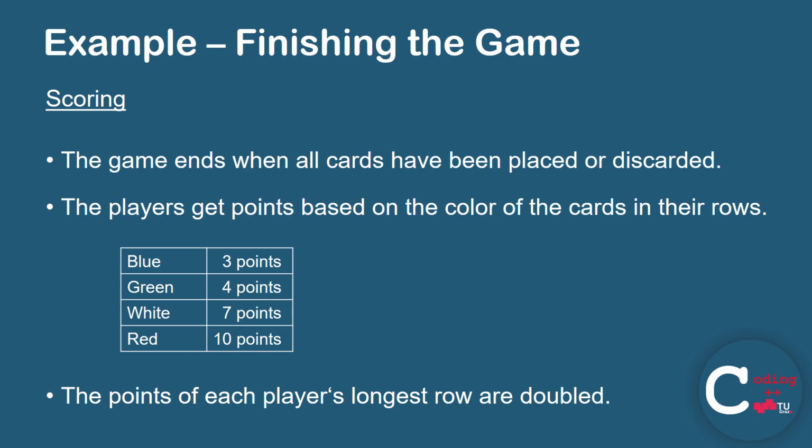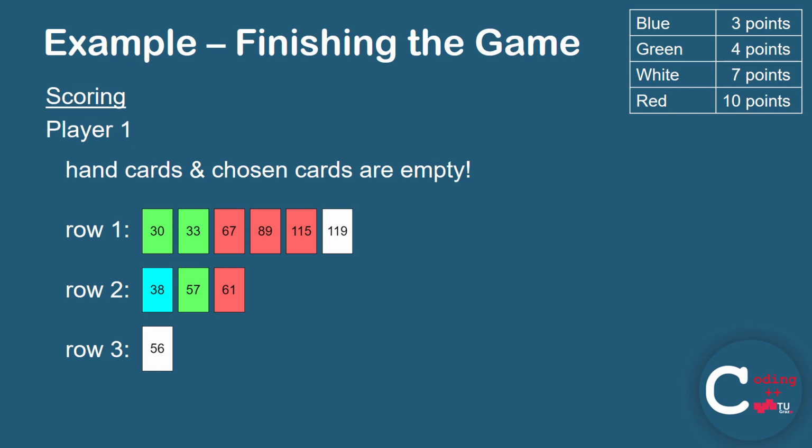Let me give you an example of that. Here you can see player 1's final setup. Player 1's hand cards and chosen cards are empty. This is also the case for player 2, because otherwise the game would not have ended. Player 1 has 6 cards in row 1, 3 cards in row 2, and 1 card in row 3. Now we will score, for example, row 1, which has 0 blue cards, 2 green cards, 1 white card, and 3 red cards, which comes out to a total of 45 points.